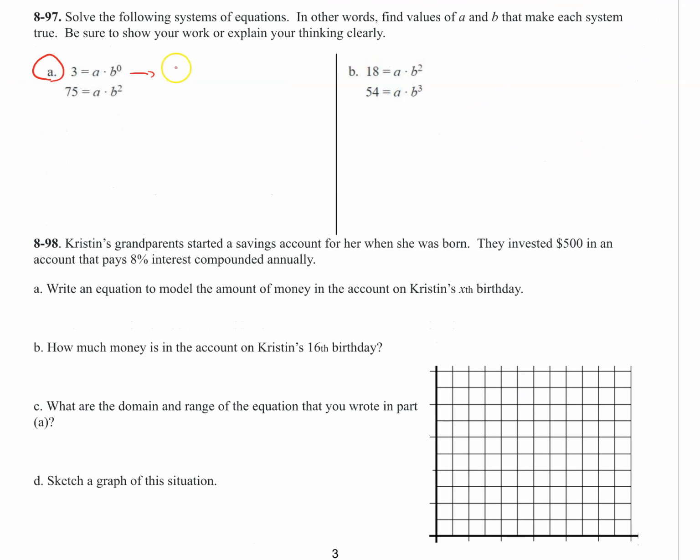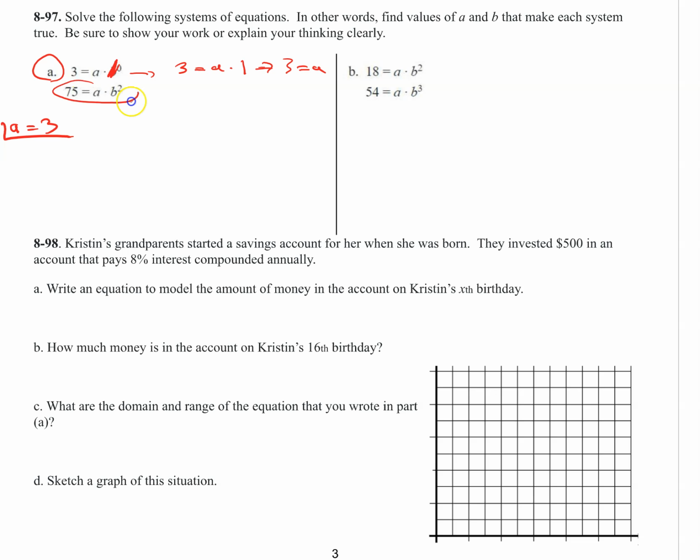Okay, 3 equals a times anything to the power 0 is 1. So this is just a times 1. 3 equals a times 1. And a times 1 is just a. So 3 equals a. Right away we know what a is. Now we need to find b.